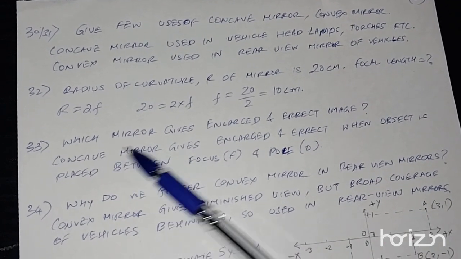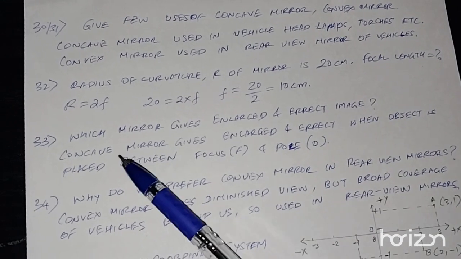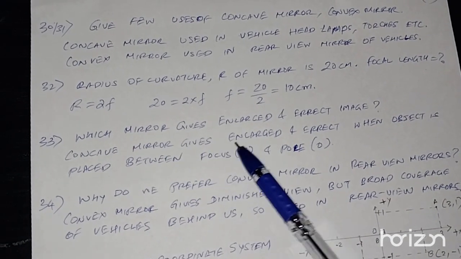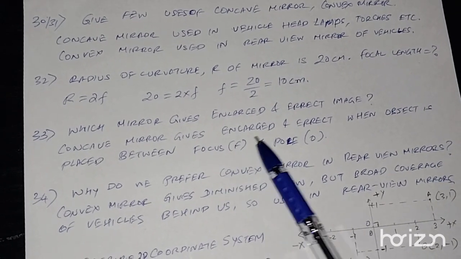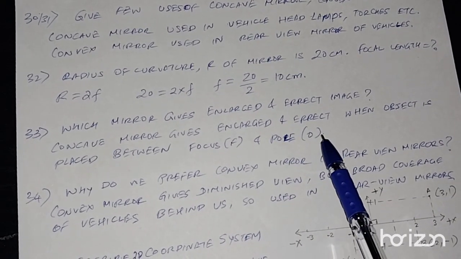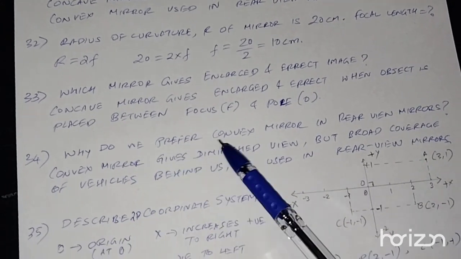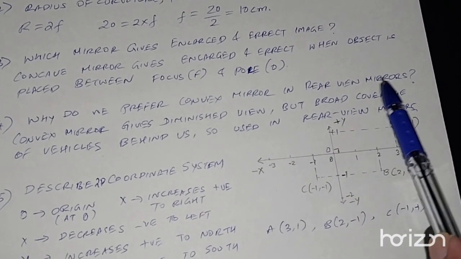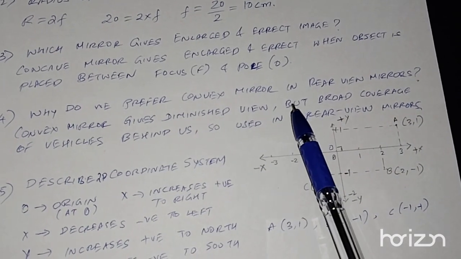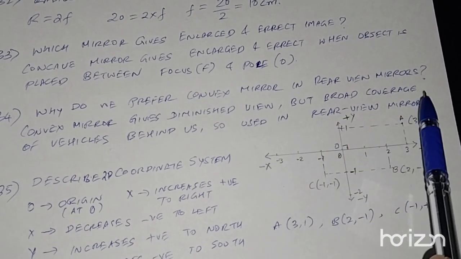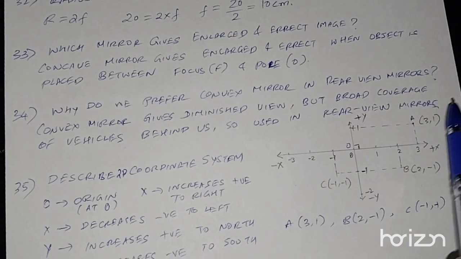Next question. Which mirror gives enlarged and erect image? The answer is the concave mirror gives enlarged and erect image when the object is placed between the focus F and the pole, which is usually denoted by O. Next question. Why do we prefer convex mirror in rear view mirrors? Convex mirror gives diminished view of many vehicles but a broad coverage of vehicles behind us, so it is used in the rear view mirror.